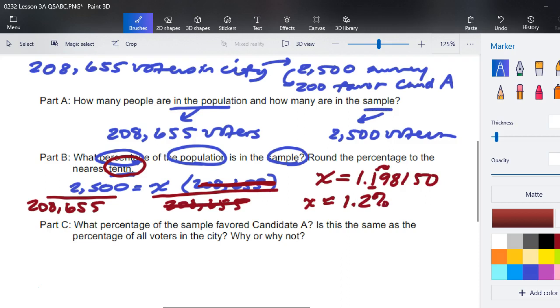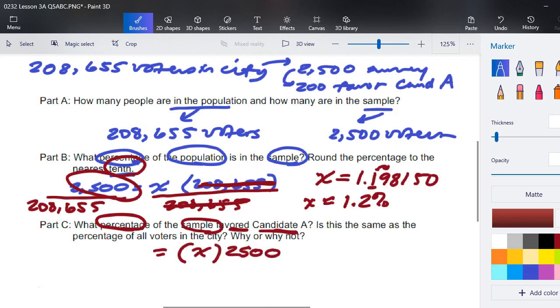Moving on to part C, what percentage of the sample favored candidate A? And is this the same, and why or why not? Let's back up and do this percentage. So now the sample was the part, but now the sample is going to be the whole, because the question is, what percentage of the whole is our sample who favored candidate A?